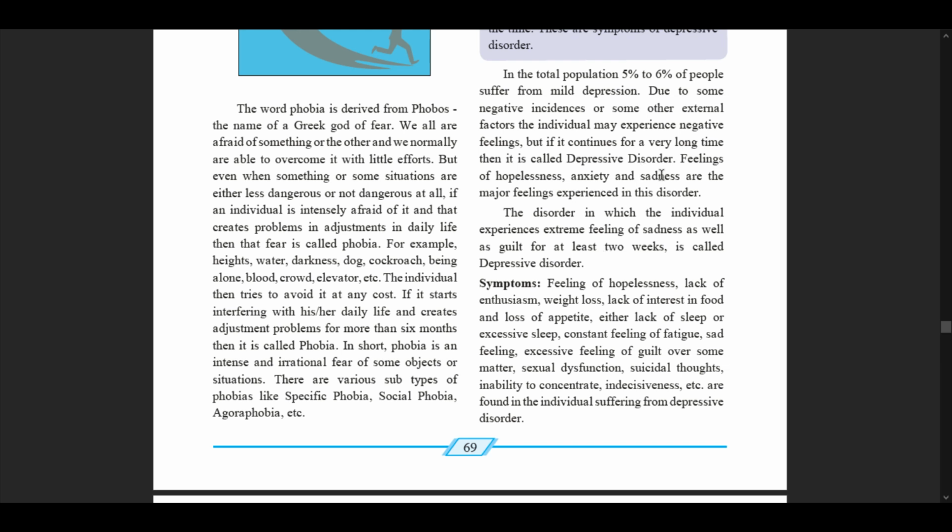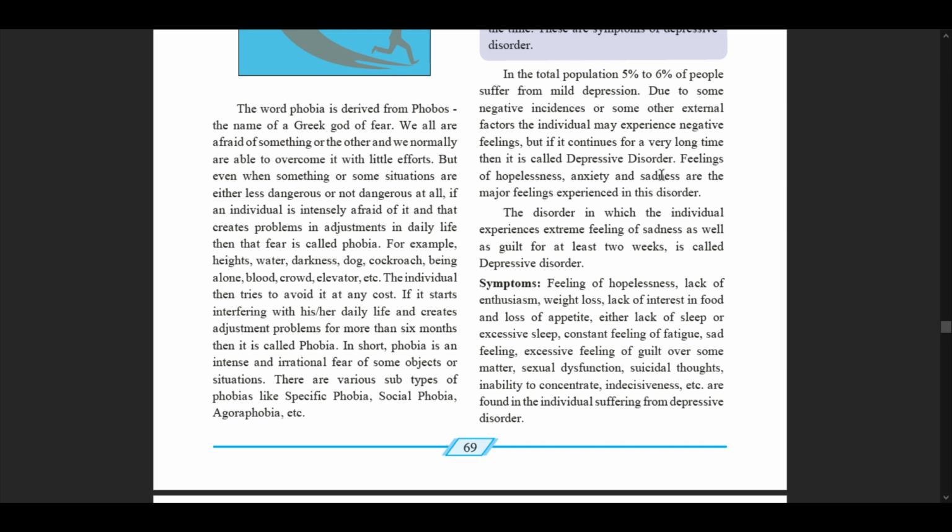Then we move forward to the symptoms that come after an individual enters the depressive disorder stage. Feeling of hopelessness, lack of enthusiasm, weight loss, lack of interest in food, loss of appetite, either lack of sleep or excessive sleep, constant feeling of fatigue, sad feeling, excessive feeling of guilt towards some matter, sexual dysfunction, suicidal thoughts, inability to concentrate, indecisiveness, etc., are found in the individual suffering from depressive disorder.